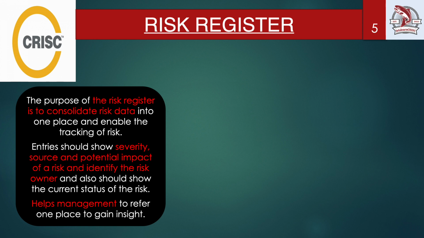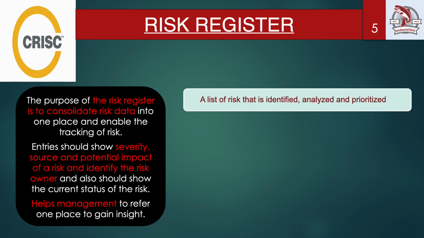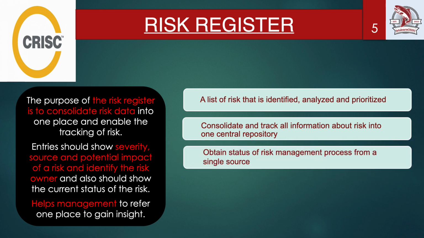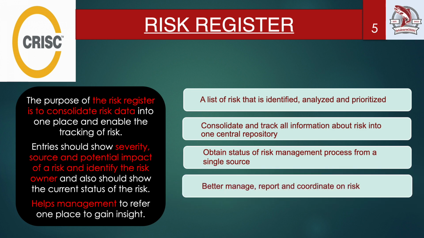So in some implementations, the risk register may be accompanied by a control register, which includes information on testing and monitoring, right? So friends, enterprise management uses the risk register to consolidate and track relevant information about risk in one central repository. The risk register allows senior management and the managers of each department to track the status of the risk management process from a single source, which in turn makes it possible to better manage and report on risk and coordinate risk response, right?